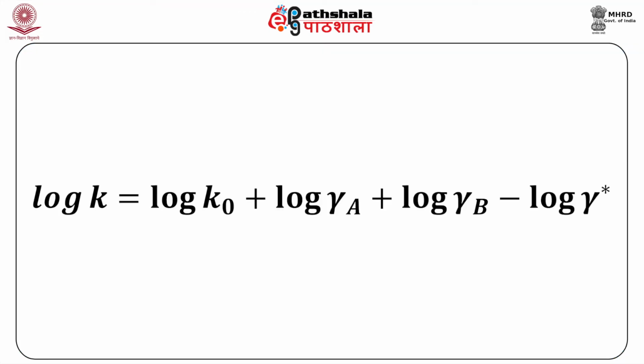Now, if we use the expression K is equal to K naught gamma A into gamma B upon gamma star and we take logarithm on both the sides, we obtain the expression log K is equal to log K naught plus log gamma A plus log gamma B minus log gamma star. Now, activity coefficient varies with the concentration, especially in the presence of an added electrolyte. We studied a term called ionic strength in our earlier module. This term was introduced by Lewis and Randall and is a measure of intensity of electric field due to the ions present in the solution.